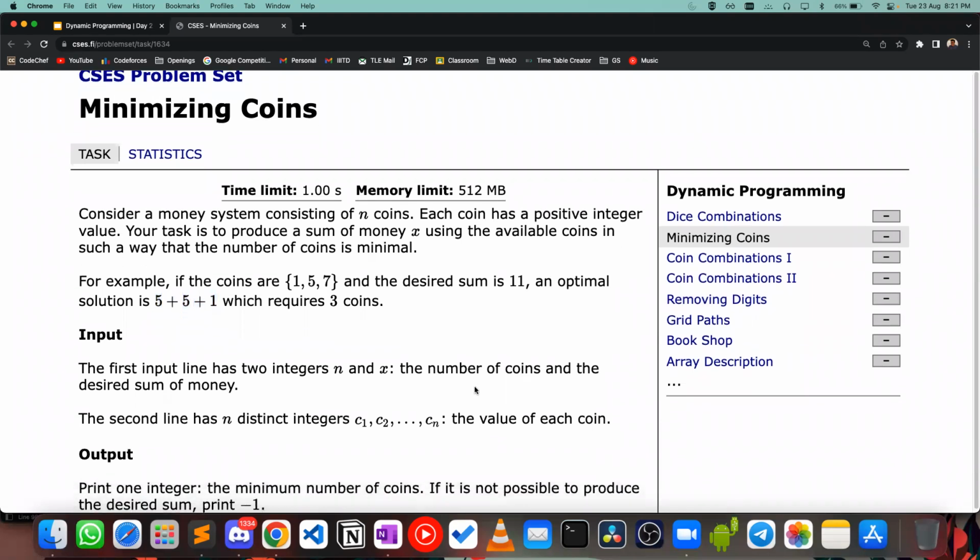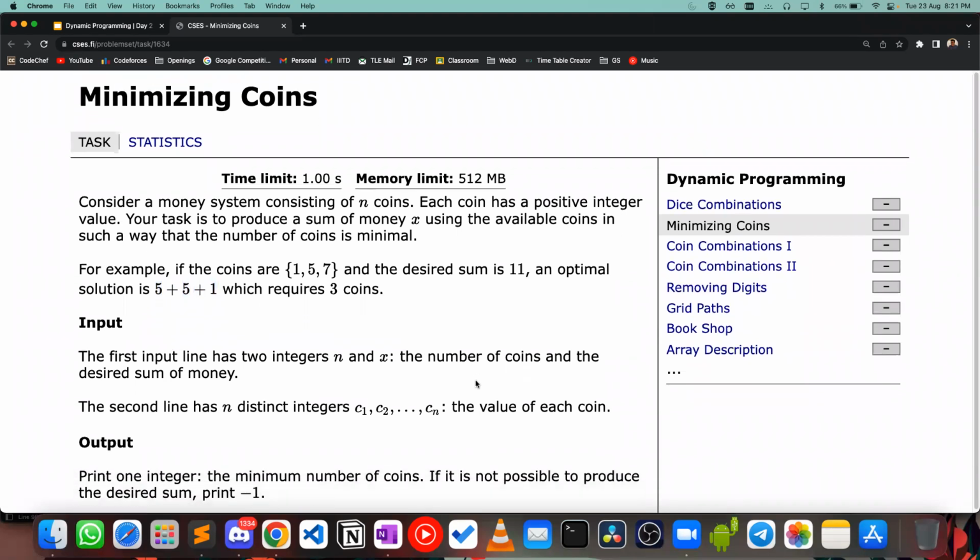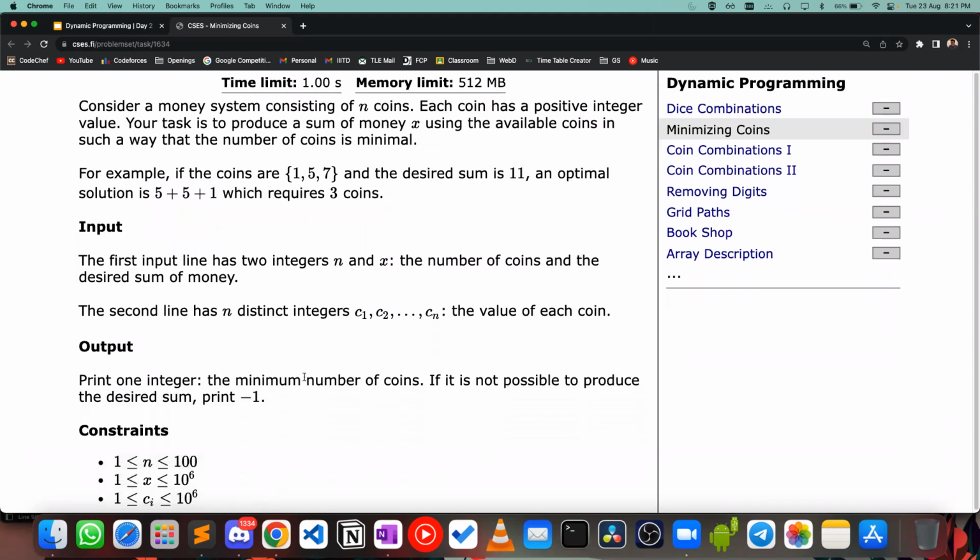So you guys understand the problem, right? We have to make the sum of x using minimal number of coins. Although we have a lot of ways to do it, we have to find out the minimal, the way which uses the minimum number of coins, right? And if it is not possible, we have to return a -1. Fine.